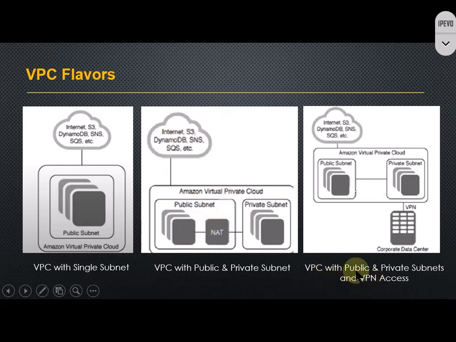Another one is VPC with public and private subnet and VPN access. Sometimes we have a separate dedicated data center located somewhere. So let's say we want to reach that data center with our private subnet. So what we can do, we can create a VPN. This VPN will be connected with the private subnet, and this is how it will be able to reach our data center. And similarly, this is a public subnet which can reach the internet. So these are the VPC flavors available in a default template.